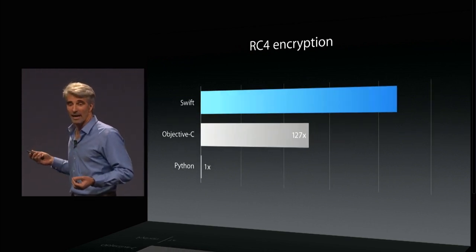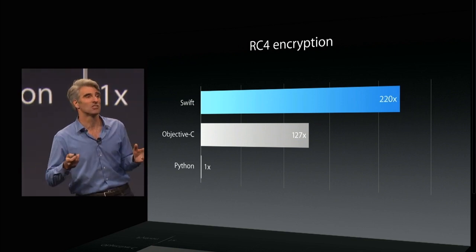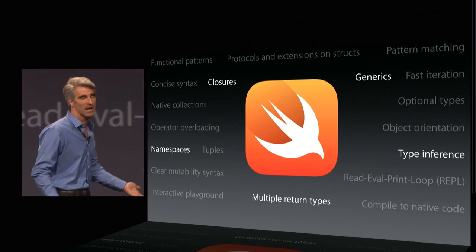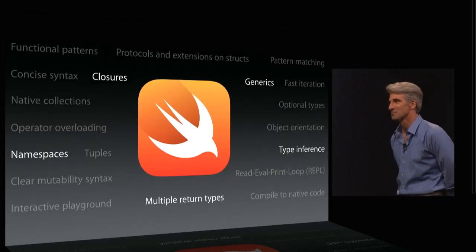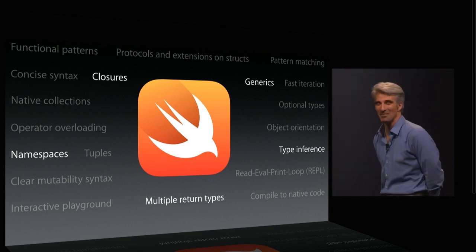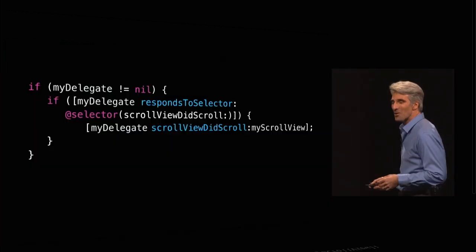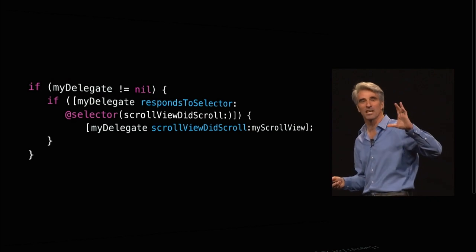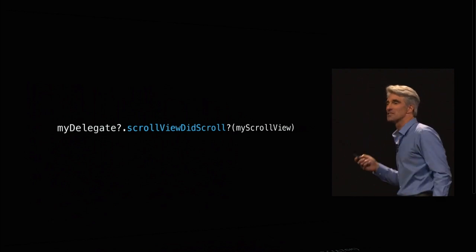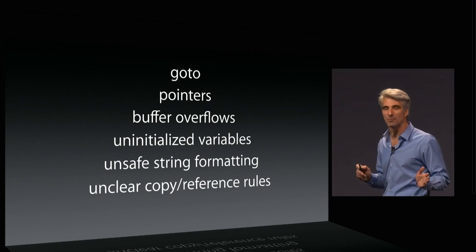But look at Swift. Now, Swift is also modern with features like closures, generics, type inference, multiple return types, and namespaces. You know how many people at home are going, what in the heck are these guys talking about? With Swift, you're able to reduce a common pattern that you might see in your Objective-C code like this and reduce it to something as simple as this. And Swift defines away large classes of common programming errors.